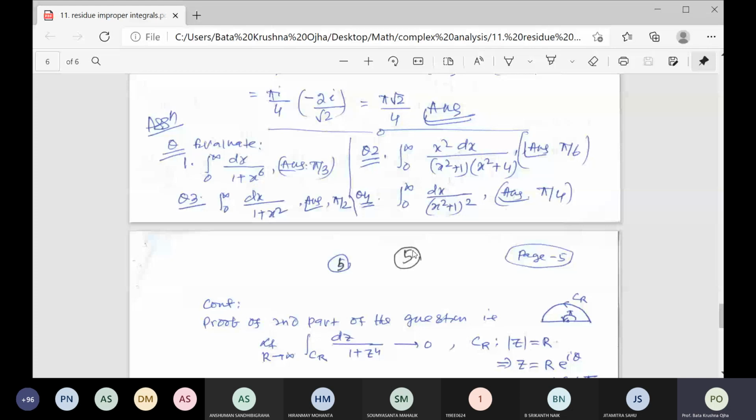Yes, sir. You have solved the question or not? Sir, solving. You have got the answer? No, sir. Solving the residue. Okay, you do it.